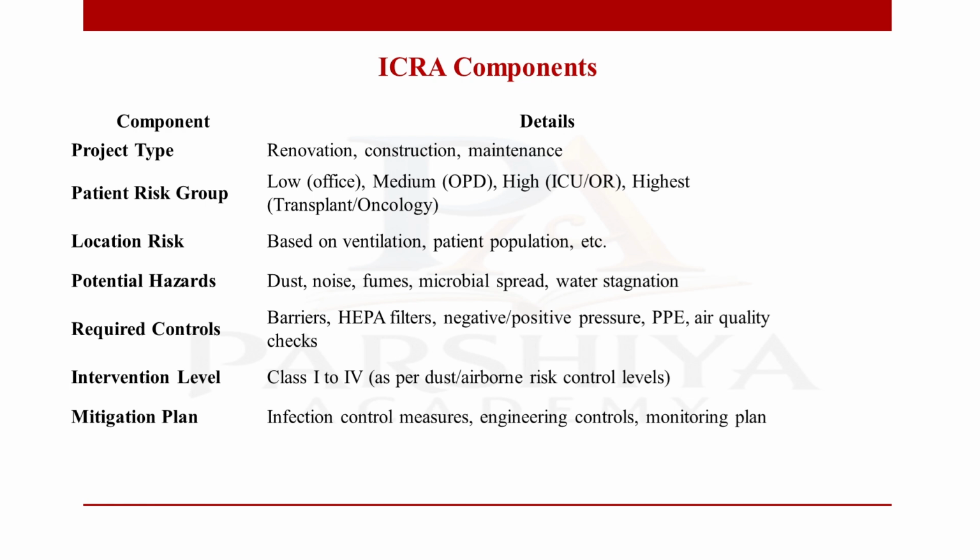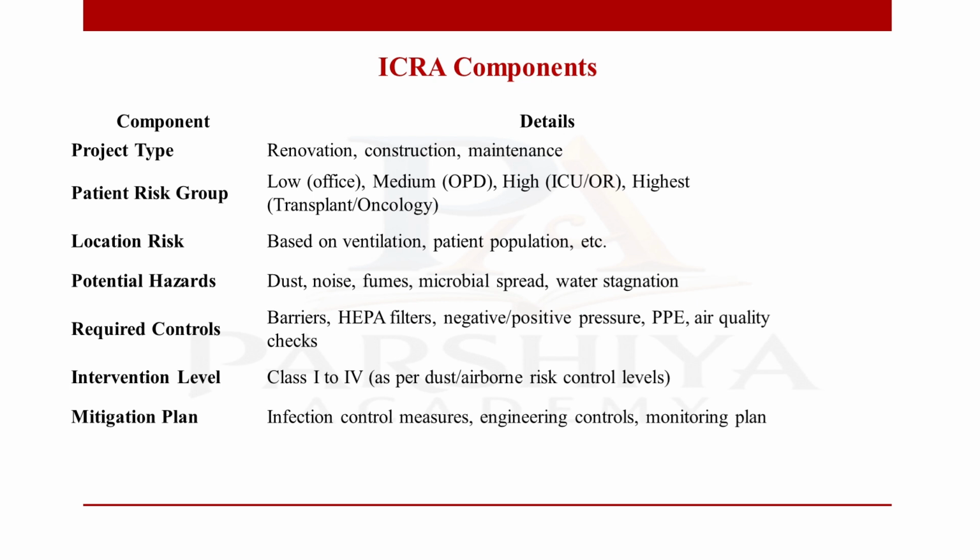There are three groups: low risk, medium risk, and high risk. Low risk is the office and administration. Medium is the OPD and general ward, and high risk is the ICU, OT, and emergency areas. Okay. Next, location risk. You need to identify based on ventilation and patient populations. Next are the potential hazards: dust, noise, fumes, microbial growth, water, and sanitation. Next are the required controls. It's very important for your organization because you need to use barriers, filters for isolation, negative and positive pressure in the department, PPE kits, and an air quality checklist on a daily basis.